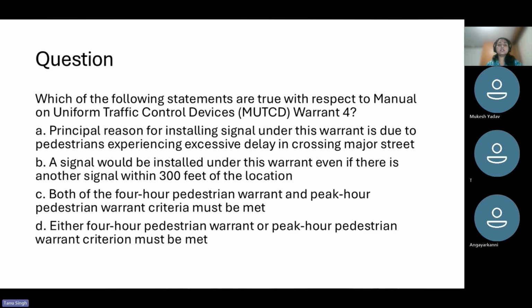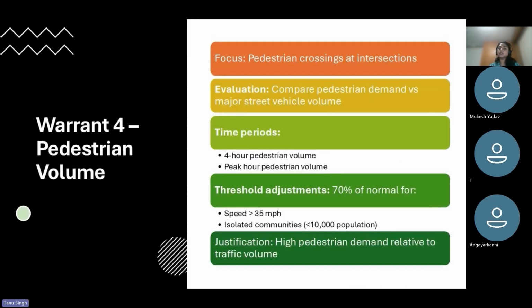Now let's discuss the solution. So let's first see what warrant 4 was about. Warrant 4 was about the pedestrian volume. The time period that it includes was 4 hours and the peak hour pedestrian volume. Then we compare the pedestrian demand versus the major street volume traffic. Then a threshold was given to the speed and isolated volume.